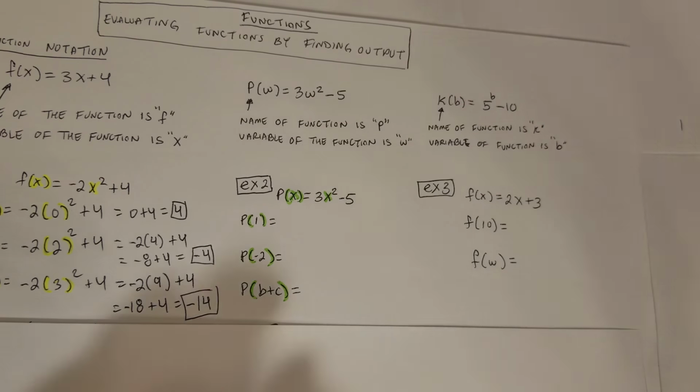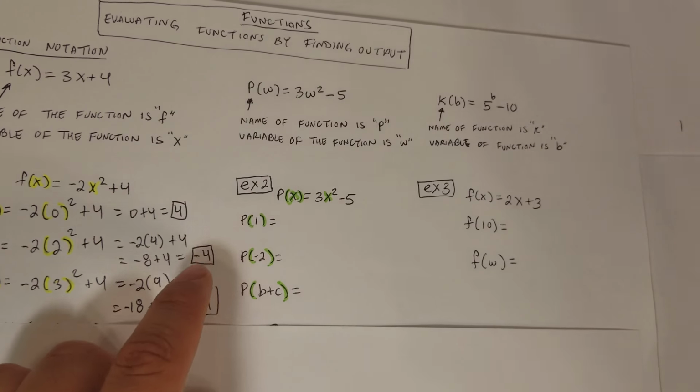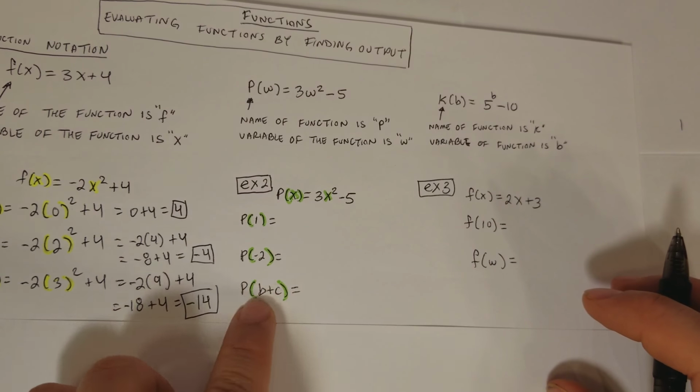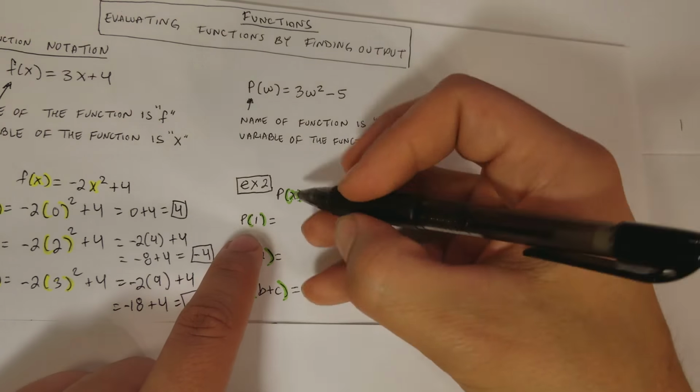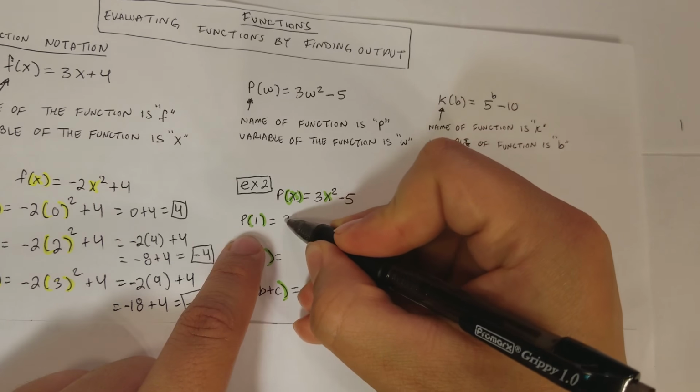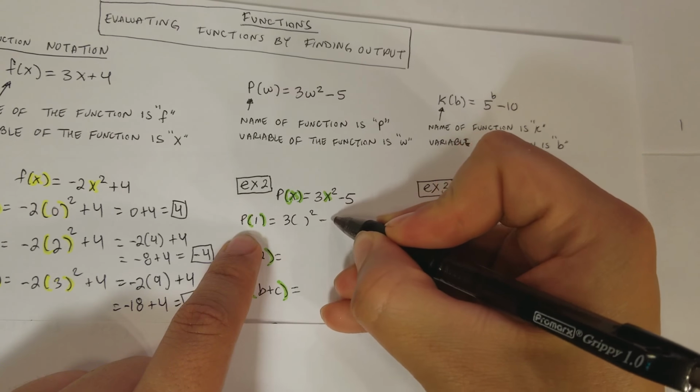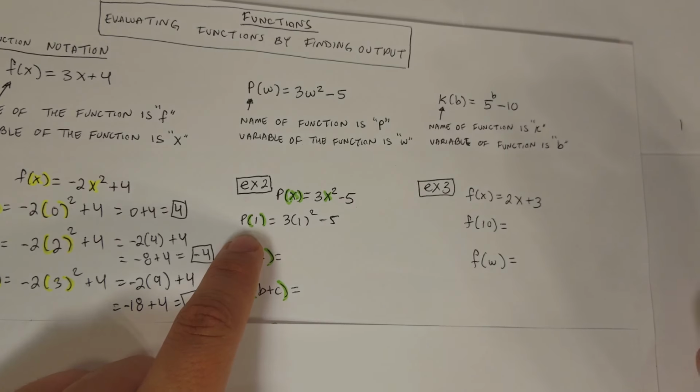They could be numbers, they could be expressions. It doesn't really matter. It's basically a free for all. Whatever they tell you to plug in, that's what you plug in. So p of 1 means we're going to plug in 1 into this guy. So it's going to be 3 parentheses squared minus 5. A 1 is going to go inside of this.